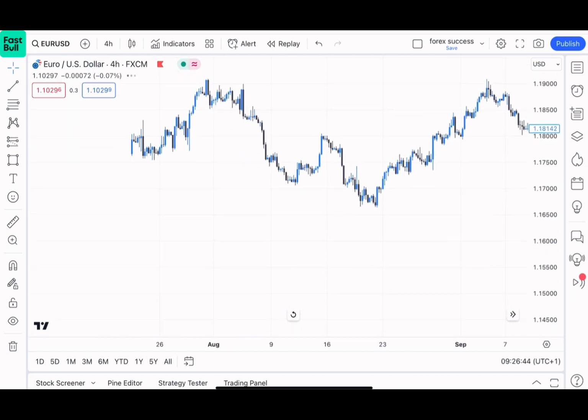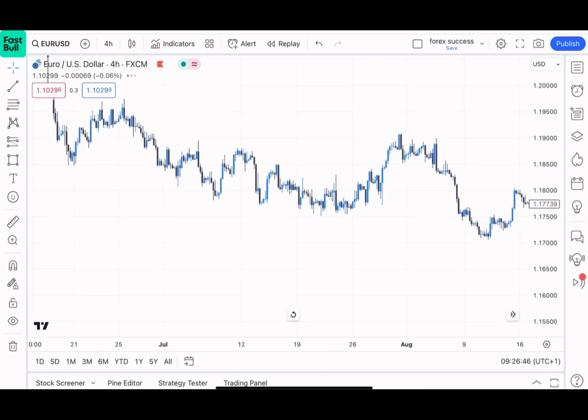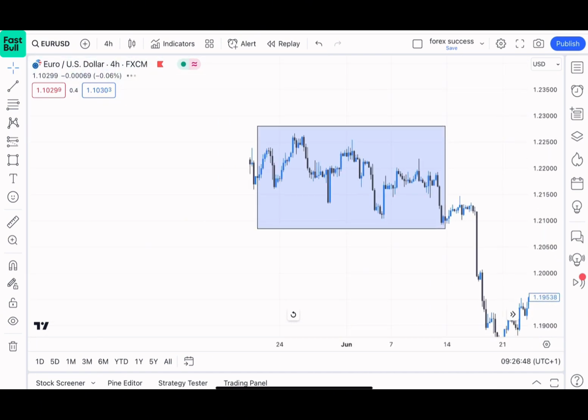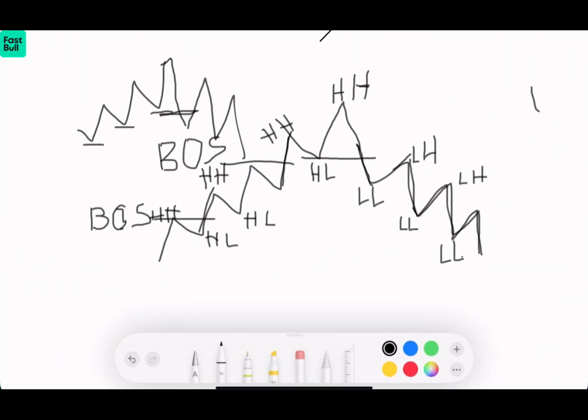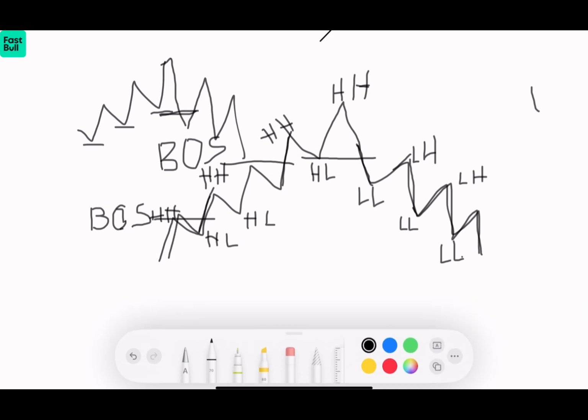Also, something I would love to share with you is that once you see market structure bullish, forming higher highs and higher lows, just like this, these are buy opportunities for you. These are areas to buy.